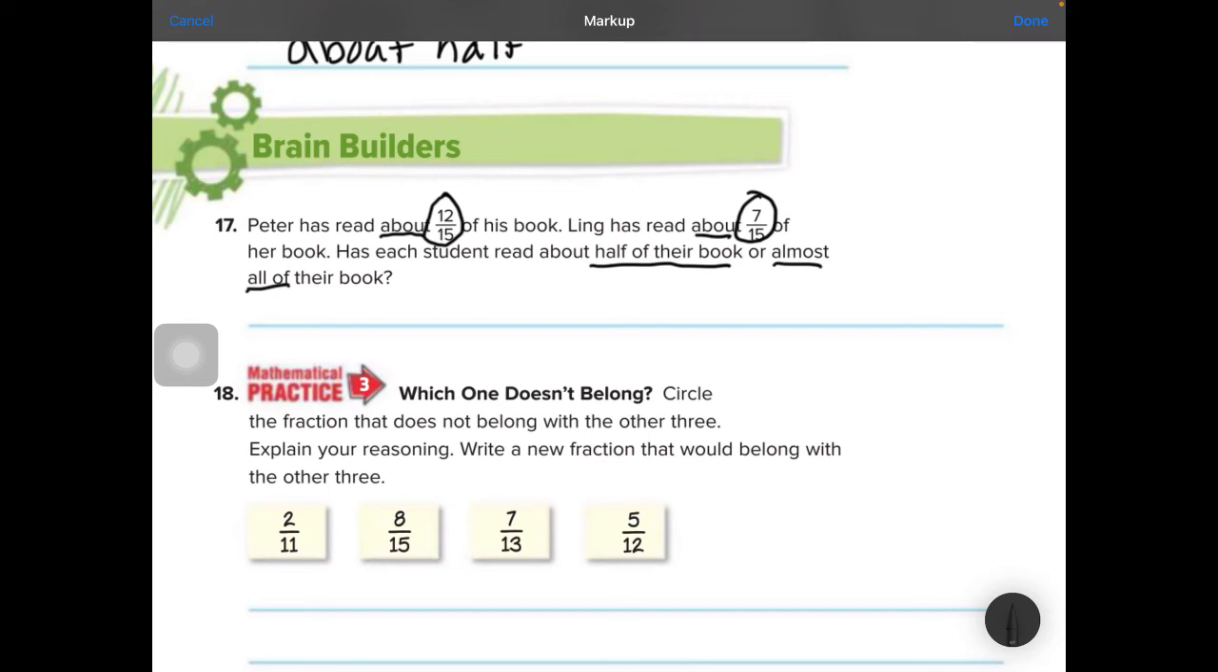Okay, so let's compare. Let's look at Peter. So Peter is 12/15. 15 is really close to 16, and I know half of 16 is 8. 12 is definitely more than 8. So I would say Peter has read almost all, but we'll do a number line just to prove it.